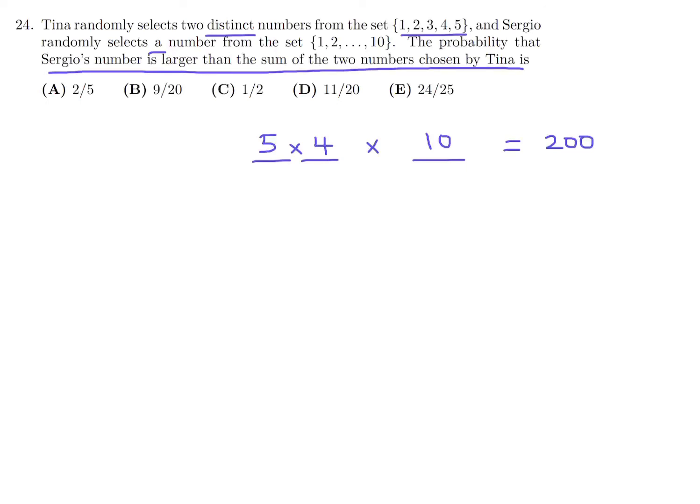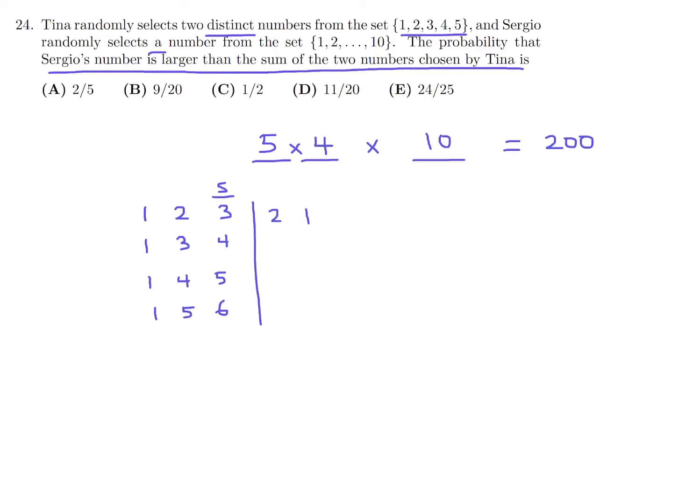All right, so first let's figure out Tina's situation very quickly. If she chooses 1 and 2, what is the sum? It'll be 3. Similarly, if she chooses 1 and 3, the sum, S for sum, will be 4. 1 and 4, the sum will be 5. And if she chooses 1 and 5, the sum will be 6. All right? So we can make a very quick table here.